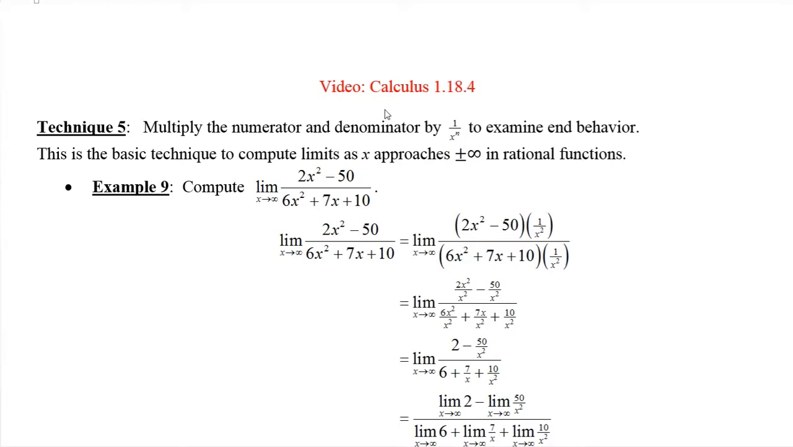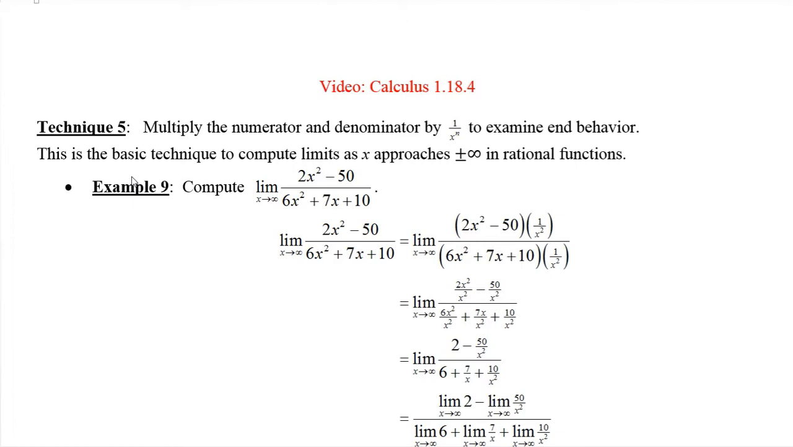In this video, the fourth of our series of videos on using certain algebraic techniques to help us find limits, we're going to focus on finding limits as x approaches infinity or minus infinity, particularly in rational functions. The basic technique that we're going to apply here is to multiply the numerator and denominator by 1 over x to some constant power. And we're going to examine the end behavior this way.